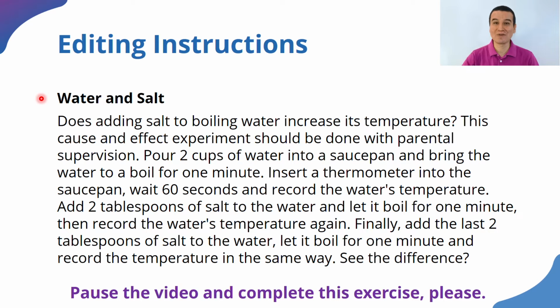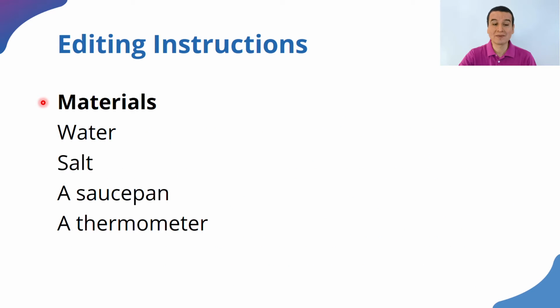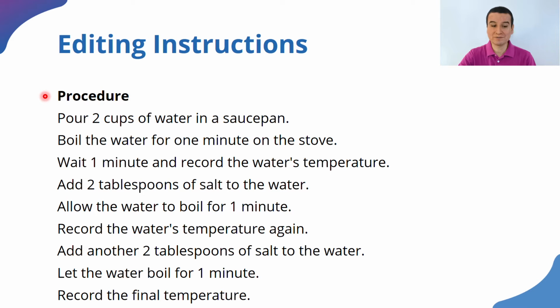All right. Thank you very much. And let me show you some sample answer. All right? Materials: water, salt, and the tools that we have there, a saucepan, or any pan actually, and a thermometer. Okay? Procedure: we have some instructions here. Pour 2 cups of water in a saucepan. Boil the water for 1 minute on the stove. That's very clear. Wait 1 minute and record the water's temperature. I like this. Very specific.